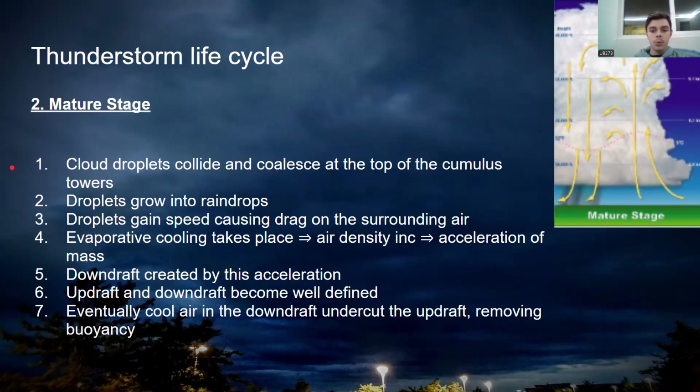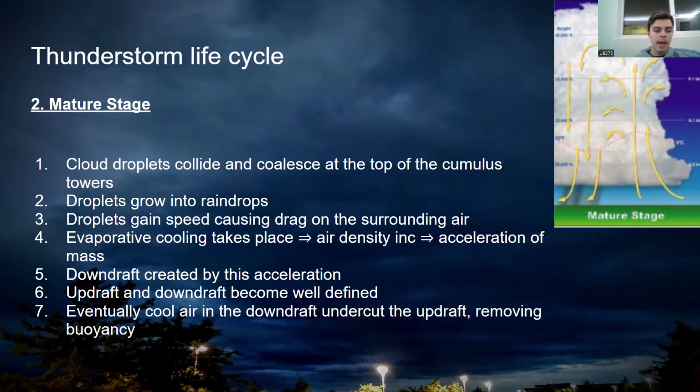At the mature stage, we have a clearly defined section of updrafts and downdrafts. Here are the main steps, if you want to say. First, cloud droplets collide and coalesce at the top of cumulus towers. Droplets grow into raindrops. They gain speed as they fall, causing drag in the surrounding air. Then there's evaporative cooling taking place, and the air density increases.